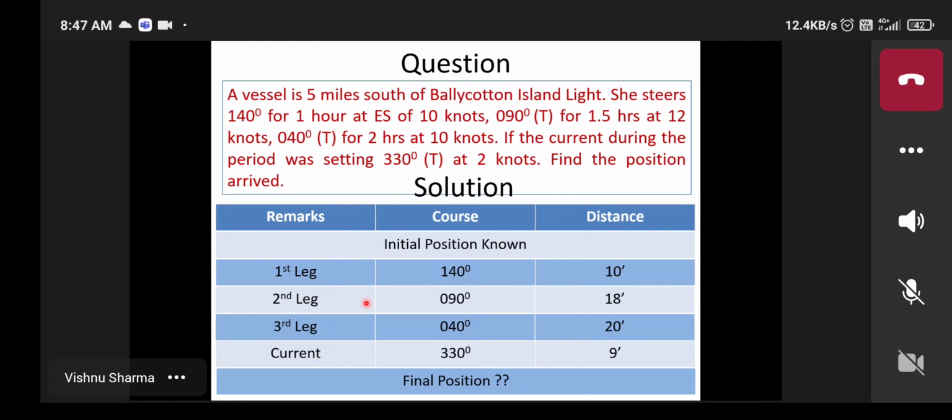Yes, sir. Understood up to this point, guys? Yes. Your first leg is this, second is this, third is this, fourth leg can be the current applied for the entire duration, right? So the entire duration is 1 hour, 1.5 hours, 2.5, 4.5 hours. 4.5 hours at 2 knots becomes 9 miles of drift. Is that clear, beta? Yes. Any questions on the entries in the table?